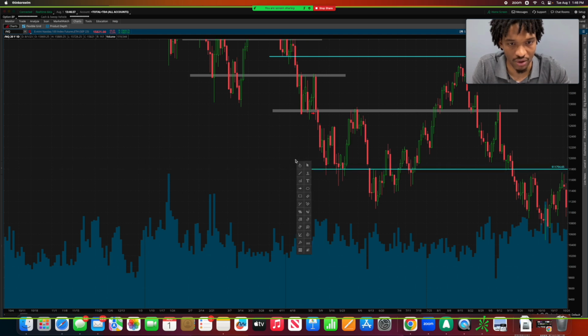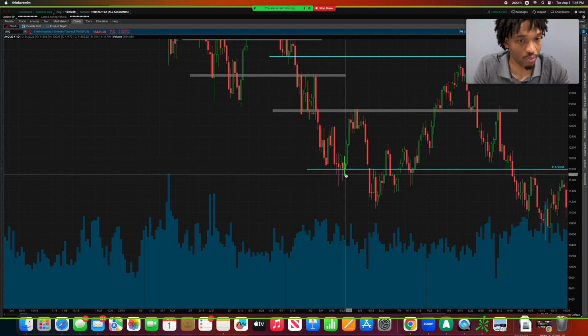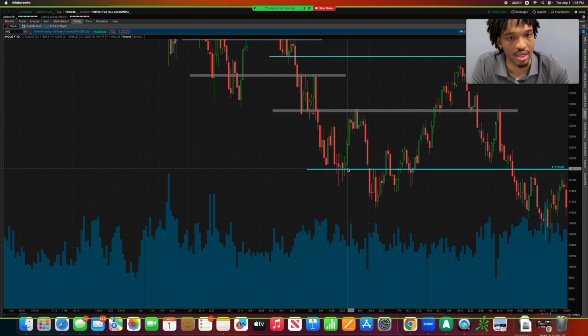For me, I'm putting this right here. I don't mind drawing through wicks. I prefer not to draw through bodies. You can see here that the body of the candle never crossed this level despite trying many times. And then you can see here that we eventually made a move up. Again, I don't execute on the daily time frame, so I'm not looking to even give an example of where I would enter for this particular situation. We've made a move up. You see a very bullish candle. Then we start getting weird. Okay, cool.